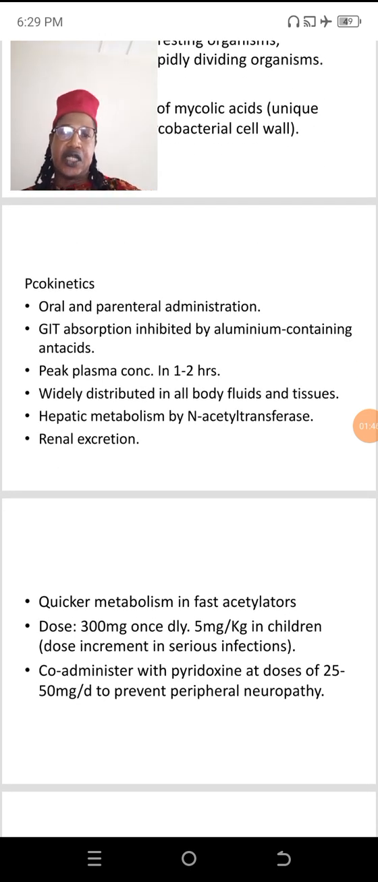Metabolism of isoniazid is more rapid in fast acetylators. However, this is of no clinical significance in patients who are on daily dosing of the drug. But in patients who are on three times weekly dosing of isoniazid, the rapid metabolism in fast acetylators may have clinical implications. It is administered at a dose of 300 milligrams once daily, and in children, the dose is 5 milligrams per kilogram. But the dose might be increased further in serious infections.